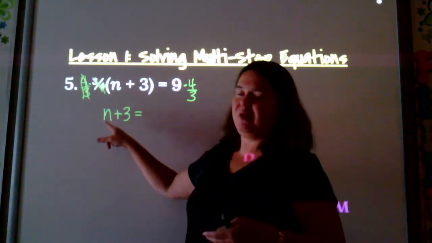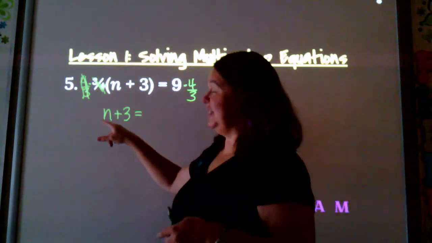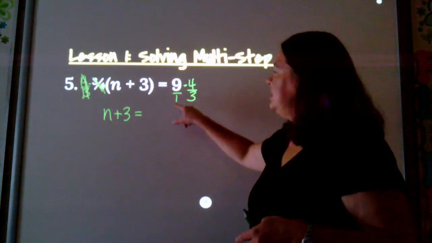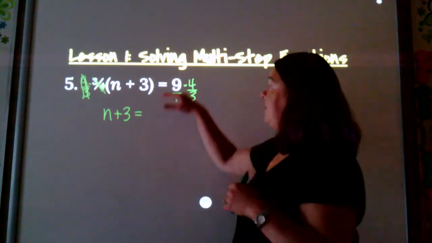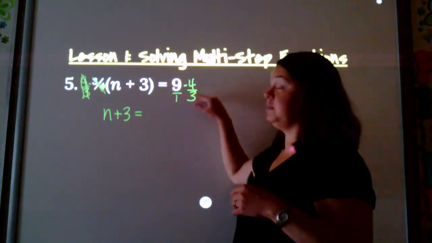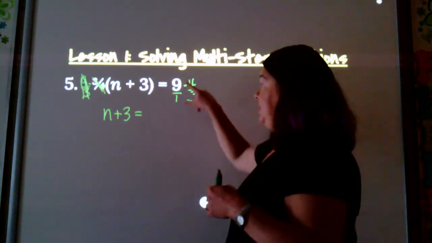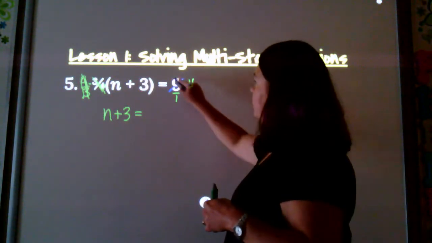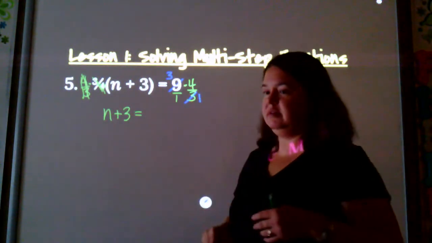Sorry about that. That's an n. 1n plus 3, or n plus 3. This is really 9 over 1, so remember that when we multiply fractions, we multiply numerators, we multiply denominators. There is that little simplification trick. 9 over 3 is the same as 3 over 1.